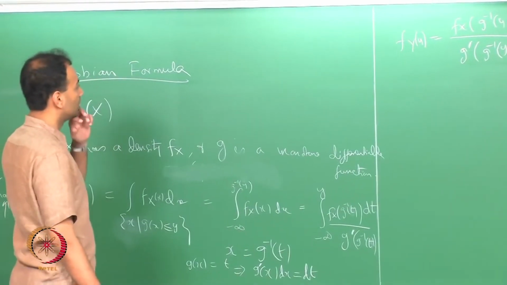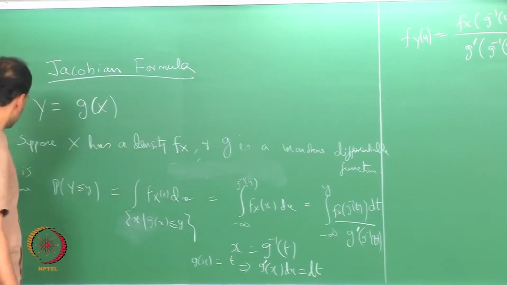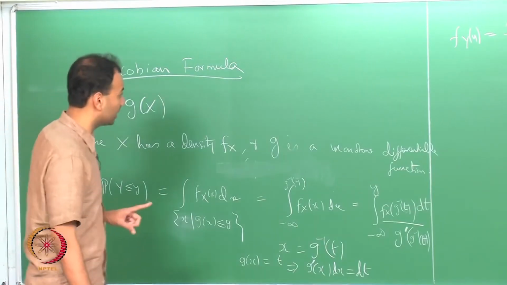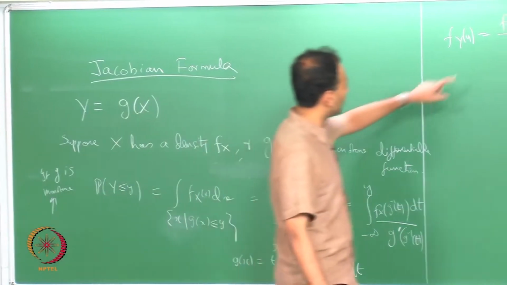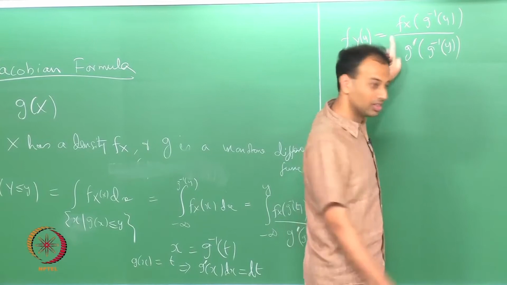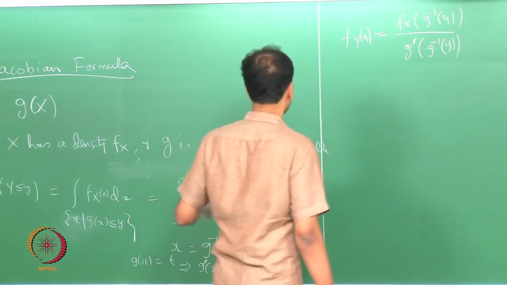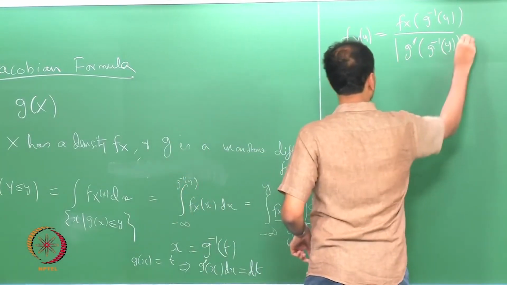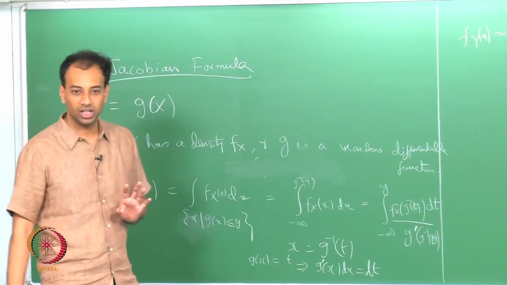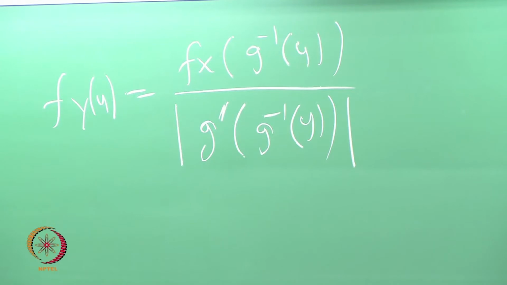Now, this holds for g monotone increasing. If you have g monotone decreasing, you will get a minus sign over here, okay. You can just work it out. If g is monotone decreasing, you will get a minus sign here. So generally you can just put an absolute value, and this will hold for g monotone decreasing or monotone increasing invertible function, okay.